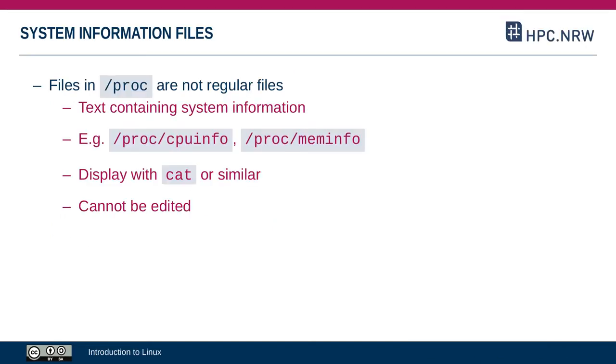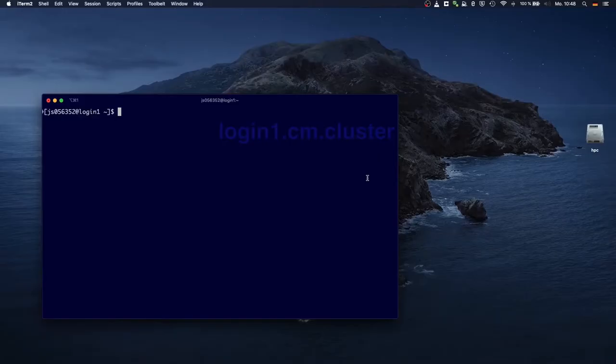First of all, I've already mentioned that files that are in proc contain system information. I haven't gone into much detail beyond that, but now that we know the cat and other text editor commands, I can give you a brief demonstration. The cat command will simply display it like any other text file.